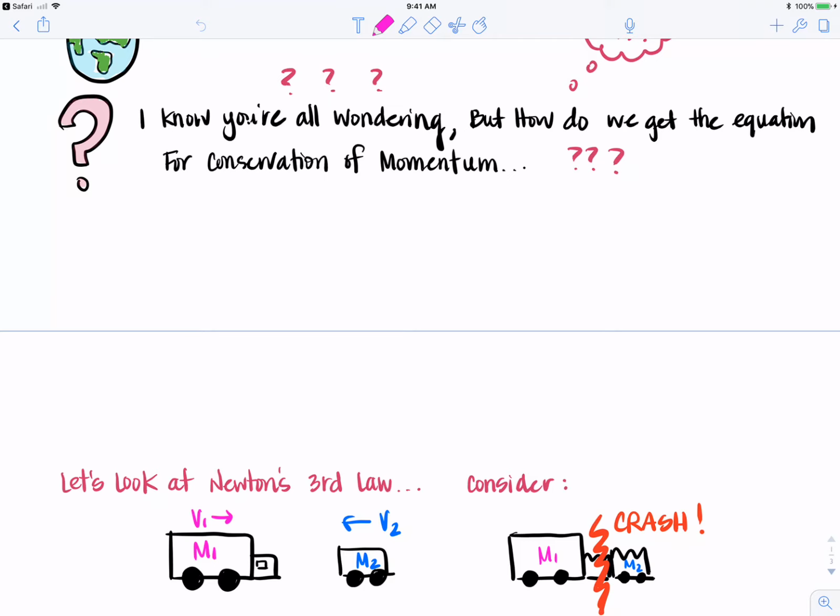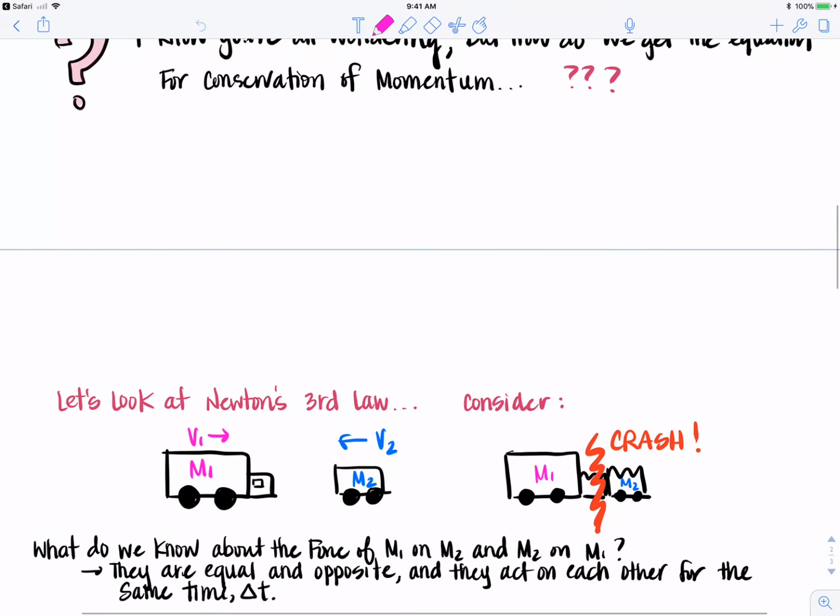So let's consider the simple case of a large truck M1 colliding with a very small truck of mass M2. So here they are colliding. And let's state everything that we know about the force of M1 on M2 and the force of M2 on M1. Well, the force of M1 on M2 and the force of M2 on M1 are Newton's third law pairs. They are equal in magnitude and opposite in direction. And logically, we can reason that they act on each other for the same amount of time, delta t, meaning the big truck cannot push on the small truck for a different amount of time than the small truck pushes on the big truck.